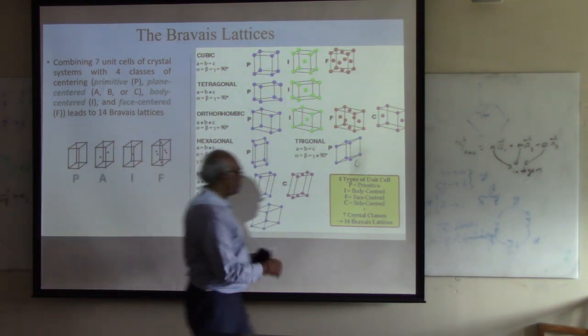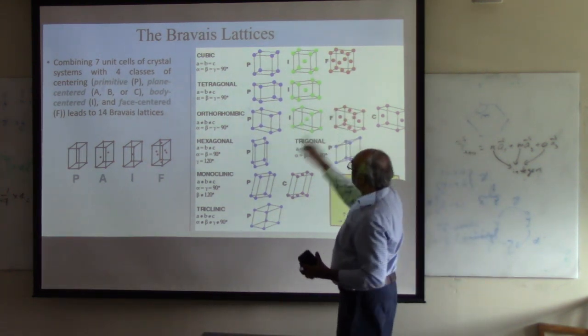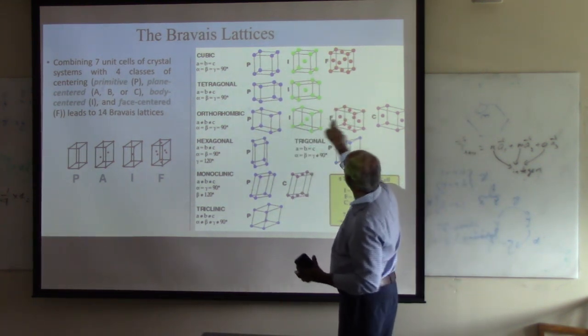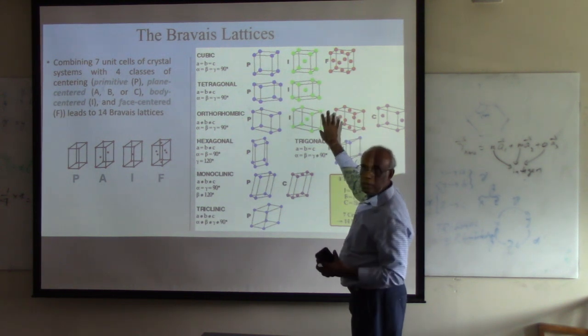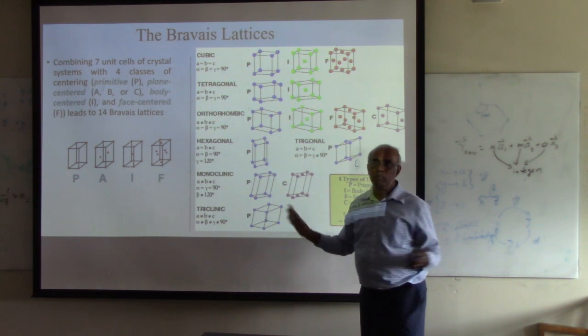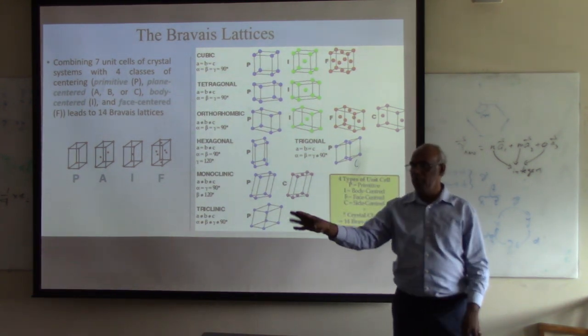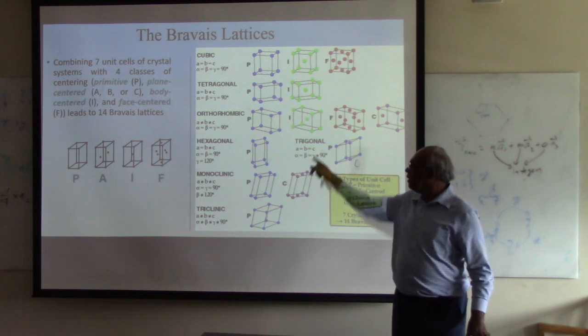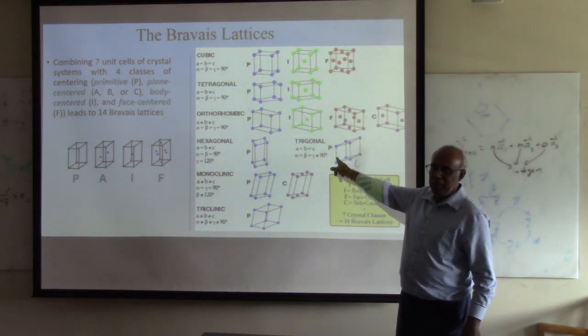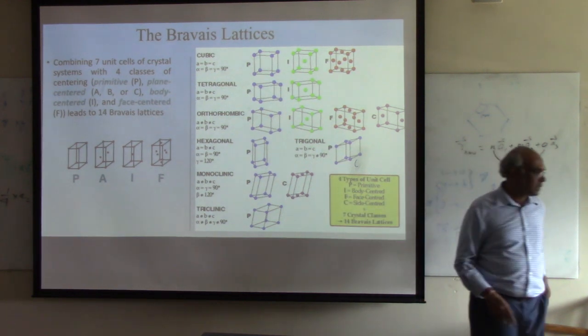So we'll start from here. Please read these things. You can see 7 types, but each one can have different symmetries. So altogether you can have 14. That's all. Any crystal you tell me, I can put it in one of these categories. So we'll talk about all this in the next class.